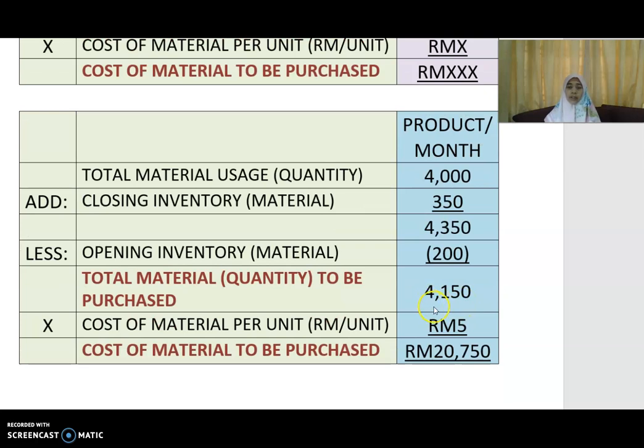So you will arrive at 4,150. That is the total material to be purchased, or the meters of fabric that you need to purchase. How much is the cost per meter? If, let's say, the cost per meter is 5 ringgit per meter, then you will arrive at the cost of materials to be purchased as 4,150 times 5. You will arrive at 20,750 ringgit. So that's how you prepare the material budget, right?